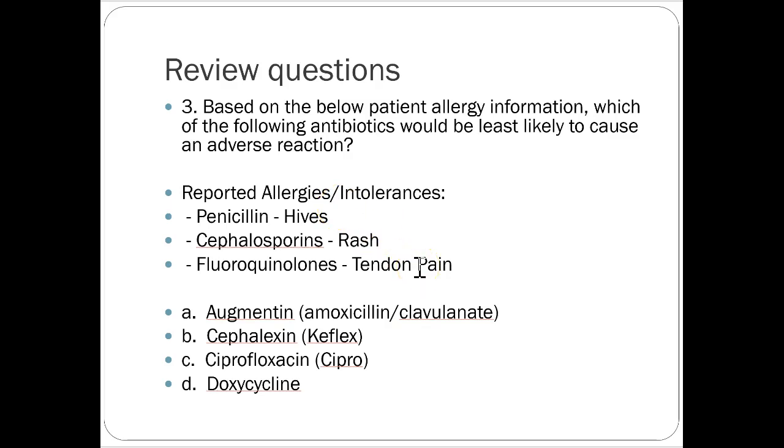So with that aside, the question again, I'll give you a second to pause if you want. The answer to this is going to be B, doxycycline. Doxycycline is technically a tetracycline as a class, and that doesn't have any cross-reactivity to any of these. Cipro is a fluoroquinolone, cephalexin is a cephalosporin, and Augmentin is technically a type of penicillin, or a beta-lactam, if you will.